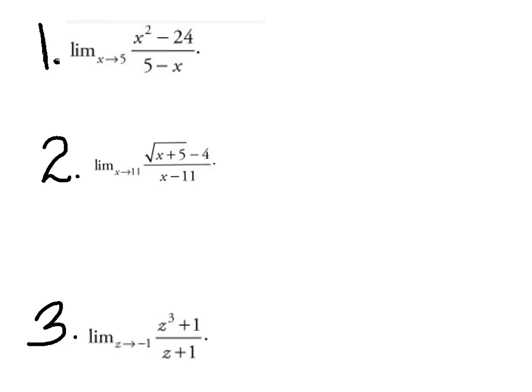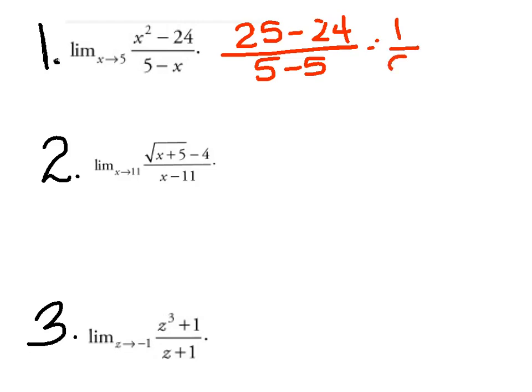All right, example number 1. The limit as x approaches 5 of x squared minus 24 over 5 minus x. So again, try direct substitution first. 5 squared should be 25 minus 24, all over 5 minus 5. So on top I get 1 over 0, and since this is not 0 over 0, I can't jump to L'Hopital's rule. My answer is done here, and the limit just does not exist.